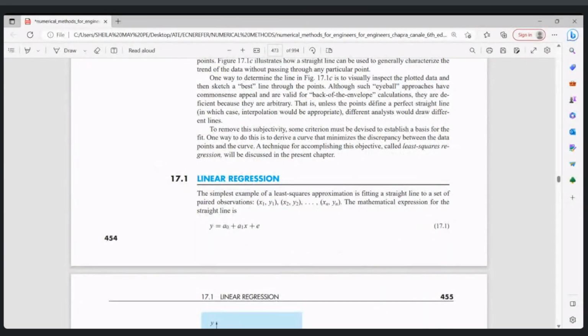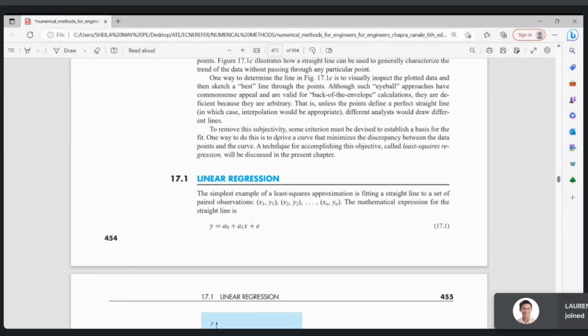So, one way to determine the line which best fits is to visually inspect the plotted data and then sketch a best line through the points. Although such eyeball approaches, eyeball means mata-mata approach, have common sense appeal and are valid for back of the envelope calculation, they are deficient because they are arbitrary. That is, unless the points define a perfect straight line, in which case interpolation would be appropriate, but we are not dealing with interpolation. Right now we are dealing with regression. Unless the points define a perfect straight line, different analysts would draw different lines.